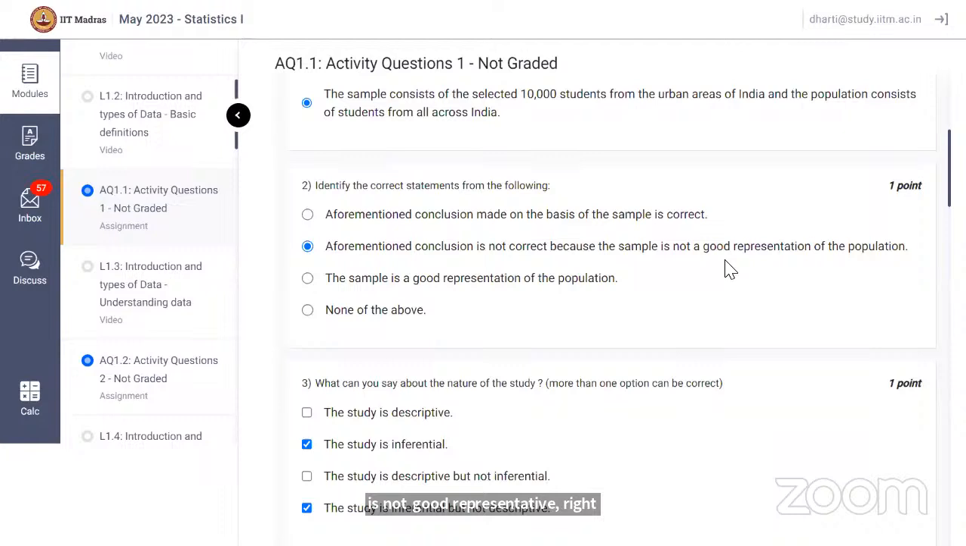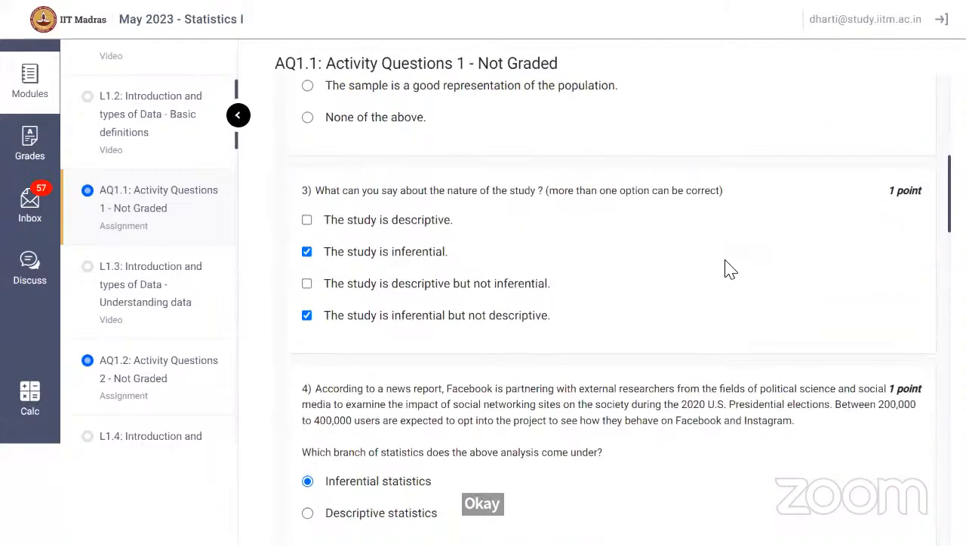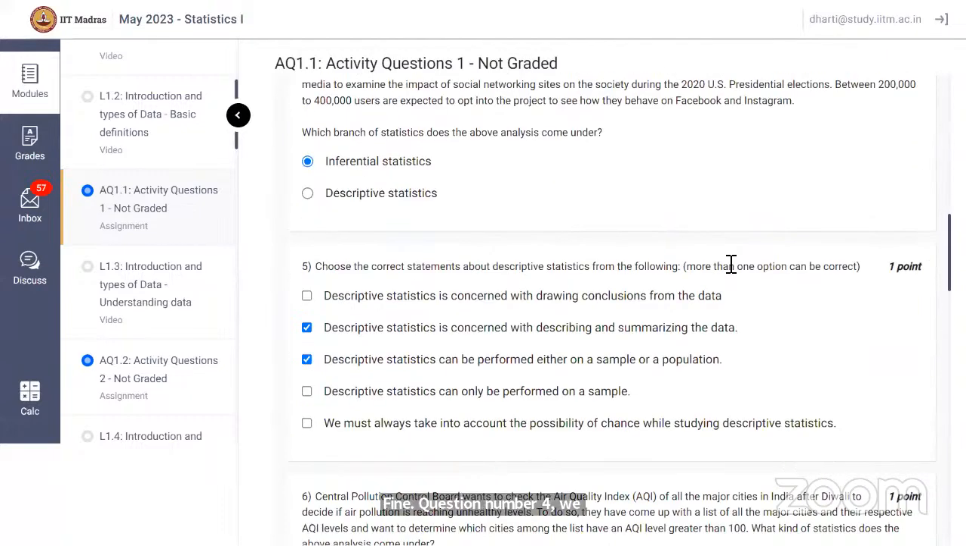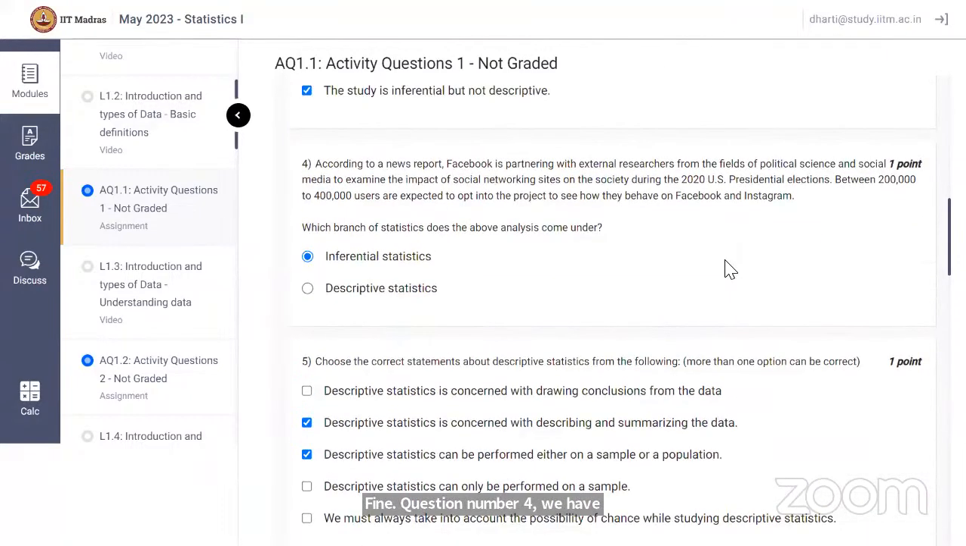So yes, a conclusion is said to be correct if your sample is a good representative of the population. It should cover all the possible kinds of students. Fine. Question number 4 we have discussed, so I will suggest you to check the recordings.